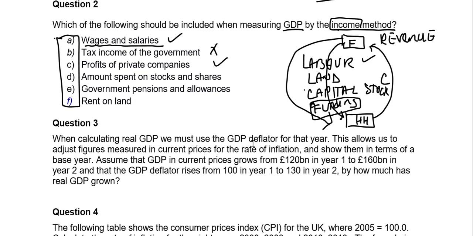Amount spent on stock and shares. No, that's just a transfer of funds. However, as we said earlier, profits are then distributed to the providers of financial capital to the firms. The households provide funds, financial capital, in the form of, let's say, stock purchases or in the form of a loan.